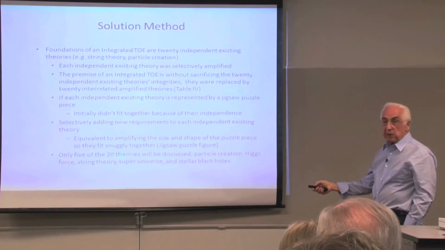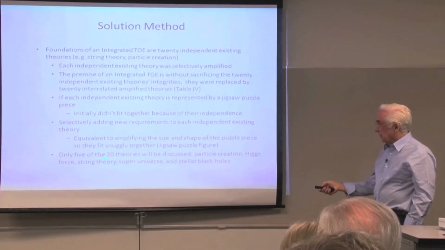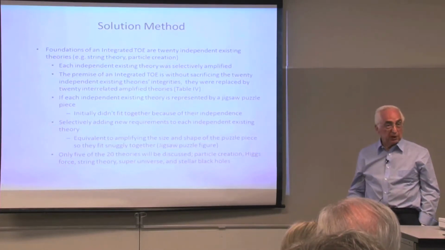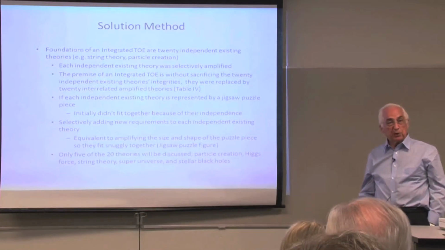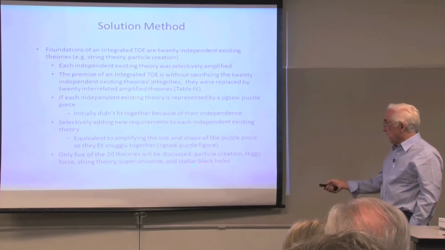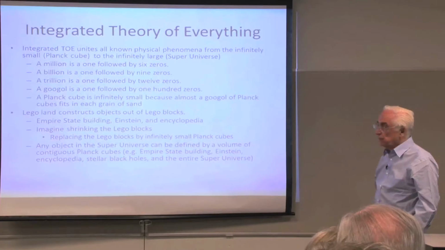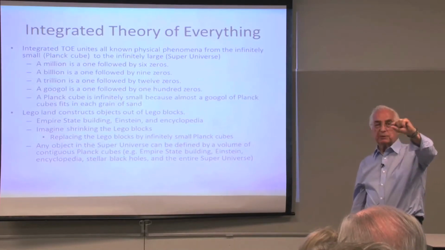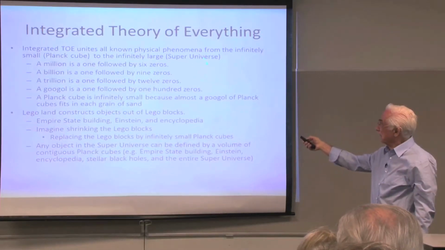Now, only 5 of the 20 theories will be discussed, and they include particle creation, the Higgs force, also known as the Higgs boson or God particle, string theory, the superuniverse, also known as the multiverse or parallel universes, and stellar black holes. An integrated theory of everything unites all known physical phenomena from the infinitely small at the Planck cube scale to the infinitely large at the superuniverse scale.